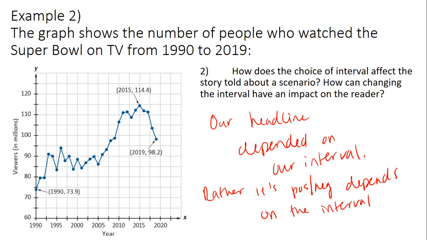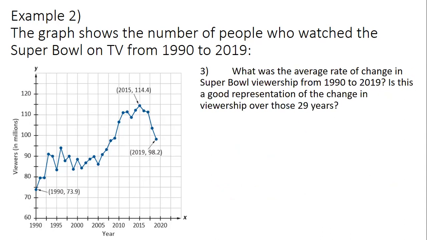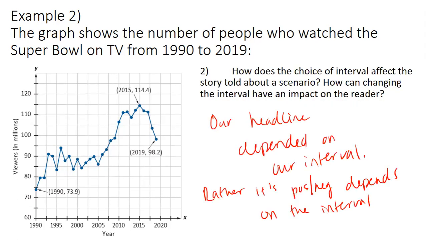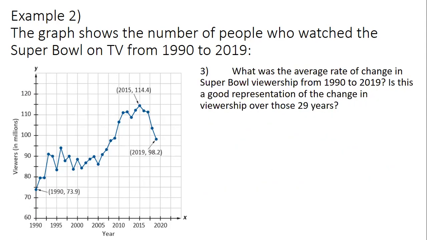All right. Next, overall, what was the average rate of change for the Super Bowl viewership from 1990 to 2019? And do you think this is a good representation of the change in viewership over the 29 years? Oh, I'll just paraphrase: whether it's positive or negative depends on the interval. All right, so at your tables, find my overall viewership.